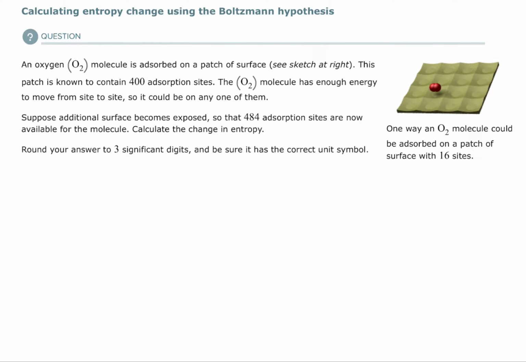If you remember what the Boltzmann equation is, it is the change in entropy, that's the capital S, is equal to a constant, that's the Boltzmann constant that you can look up in the Aleks data tables, times the natural log of W. And W is the adsorption sites. And adsorption is a word we don't use very much. It just means location places for a thin film to form.